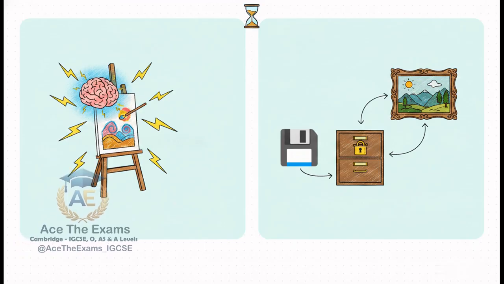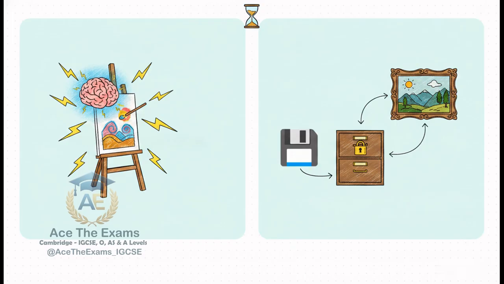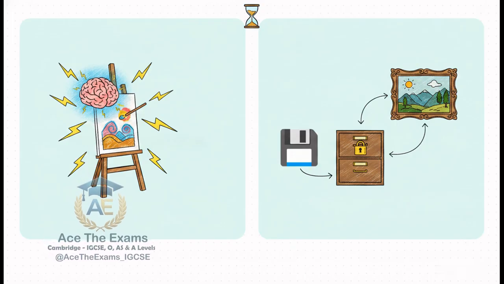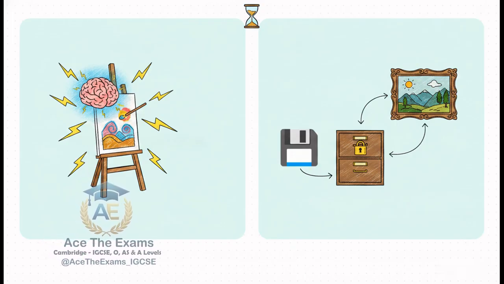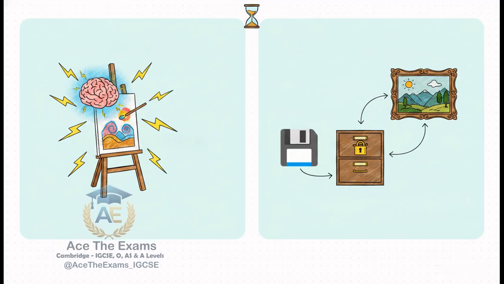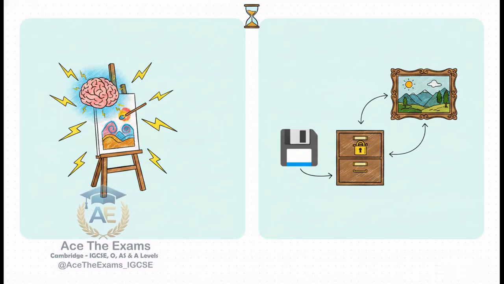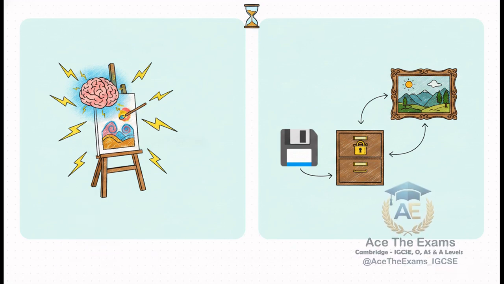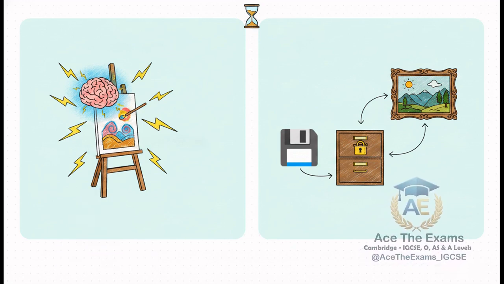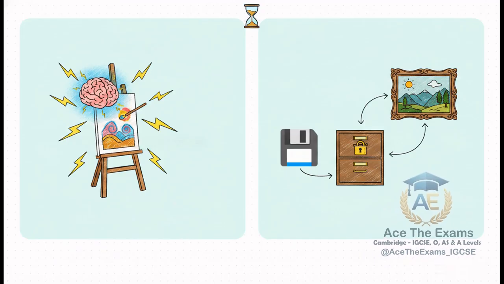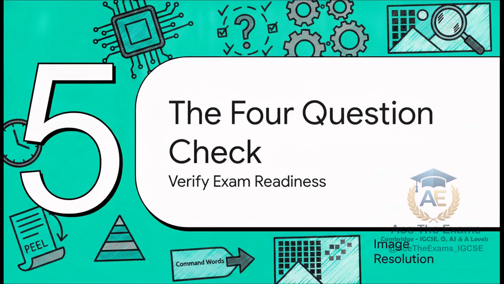You have 30 seconds. Why would a web developer specifically choose a 16-bit color depth over a 32-bit color depth for a tiny mobile game logo? The timer is ticking. If you wrote a PEEL paragraph that focused on the reduced bandwidth requirements leading to significantly faster load times for a mobile user on a 4G network because the logo doesn't require photorealistic 32-bit transparency, then you absolutely nailed it. Finally, we reach Section 5, the 4-question check.